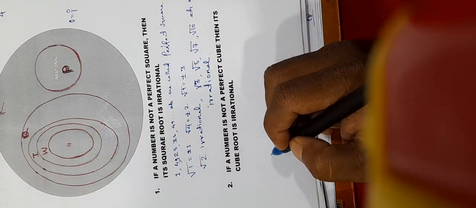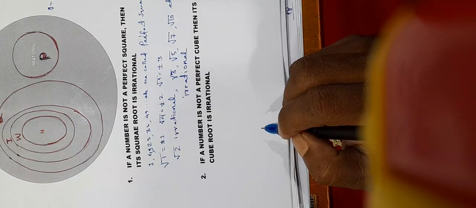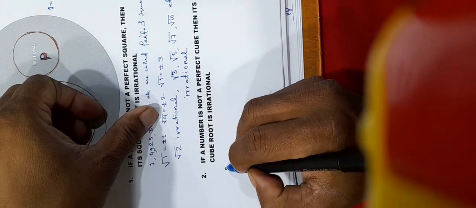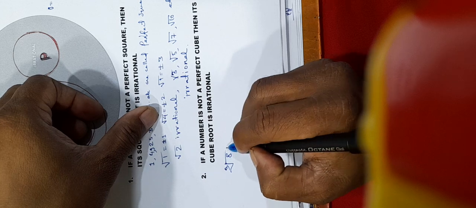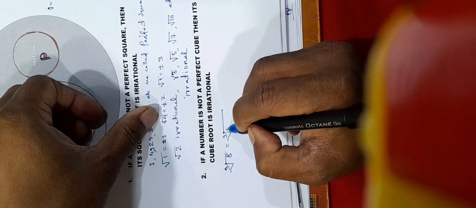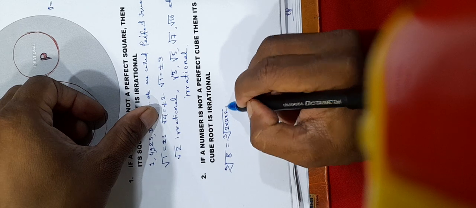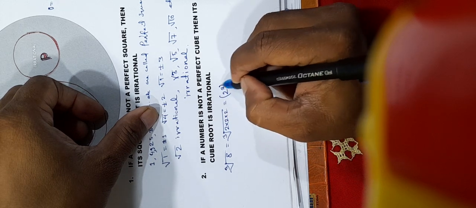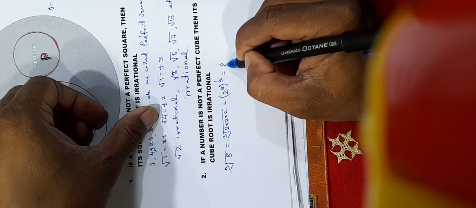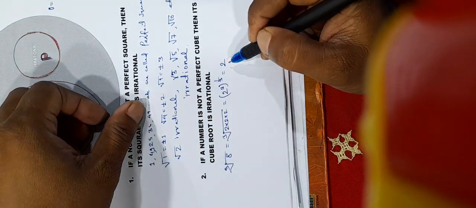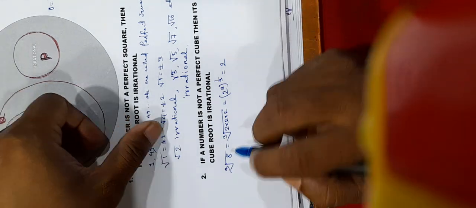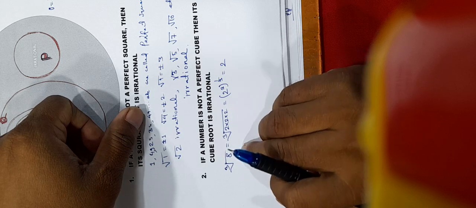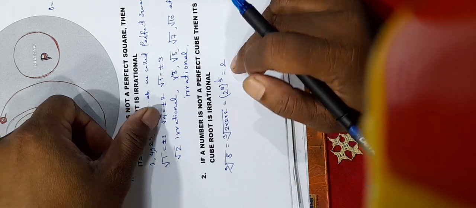Similarly, if a number is not a perfect cube, then its cube root is irrational. Now you see, what is a perfect cube? Say for example, cube root of 8. Cube root of 8 means cube root of 2 into 2 into 2. That means 2 to the power 3, whole to the power 1 by 3. This 2 is a whole number, means it's a rational number. Cube root of 8 is rational. That means 8 is a perfect cube because we got a whole number or an integer, right?